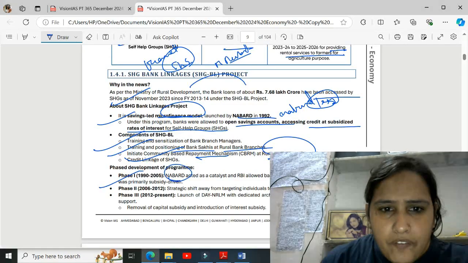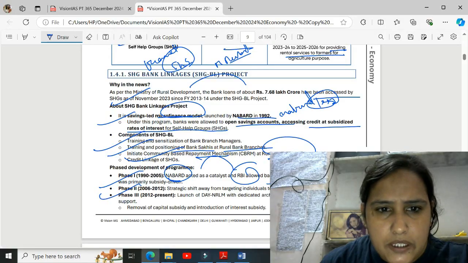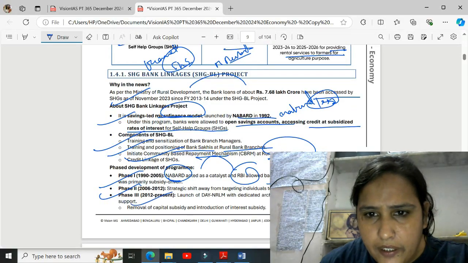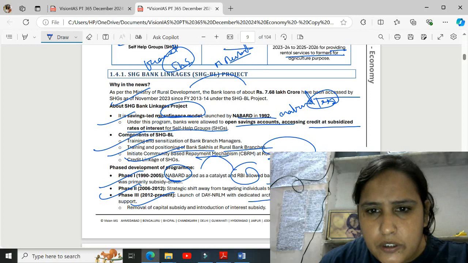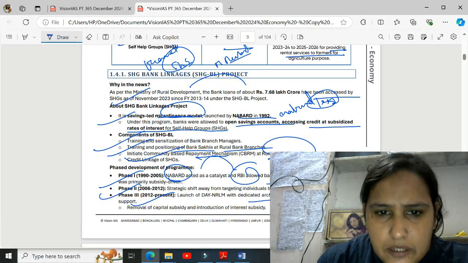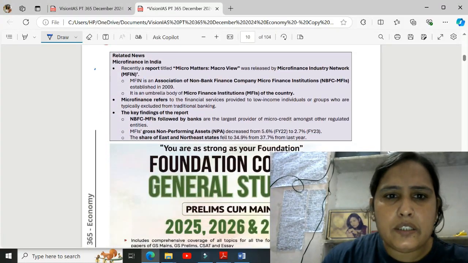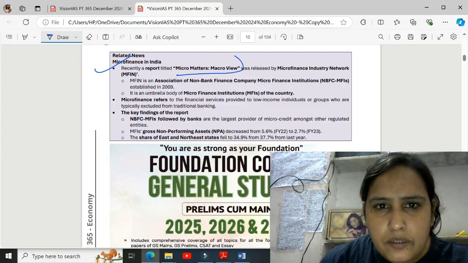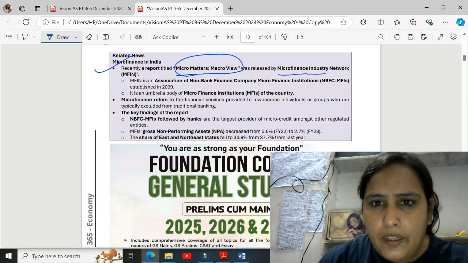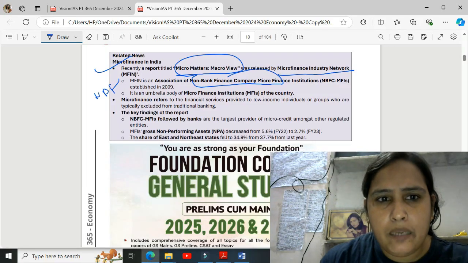Phase 1, NABARD acted as the RBI, lending with the primary subsidy. Phase 2 was targeting the individual, and Phase 3 was a dedicated architecture for the manpower. Removal of the capital subsidy and introduction of interest subsidies are also there. So this is microfinance in India, with micro meters and a macro view, and that was the Microfinance Industry Network, in association with non-banking financial companies, NBFCs, established in 2009.